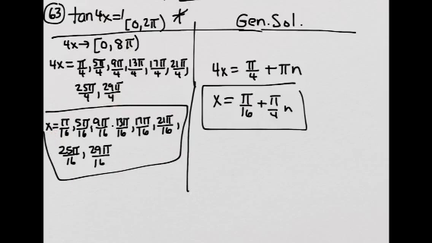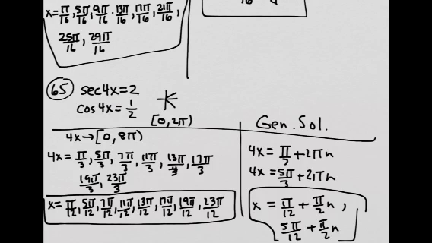For the general answer, well, this angle and this angle are pi apart. So all you need is this angle right here, pi over 4 plus pi n. And that's 4x. So you divide both sides by 4, and that gives you pi over 16 plus pi over 4 n. And that would be your general solution.